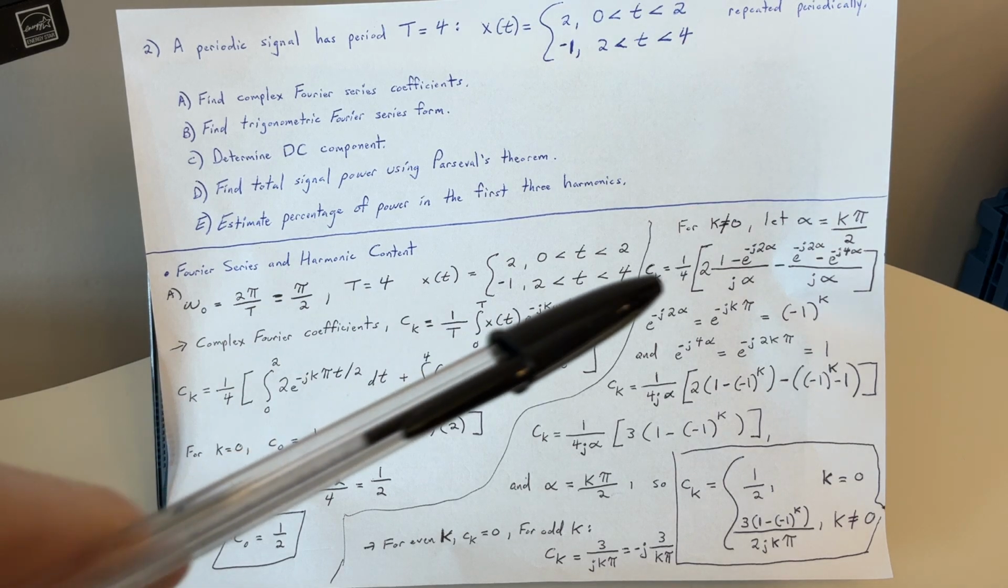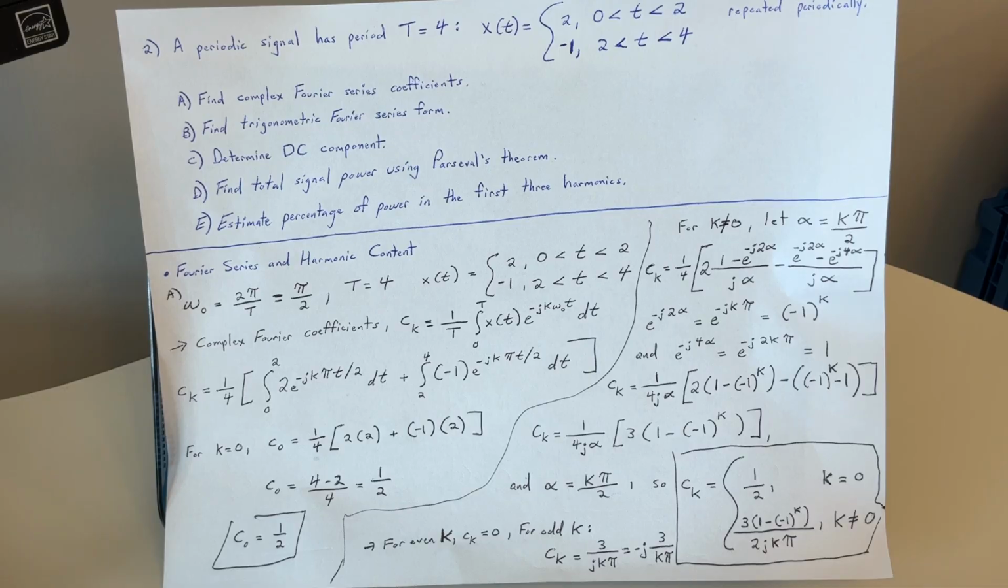And now, for k not equal to 0, we're going to let alpha equal k pi over 2. c sub k equals 1/4 times bracket 2 times quantity 1 minus e to the negative j2 alpha over j alpha, minus e to the negative j2 alpha minus e to the negative j4 alpha over j alpha.